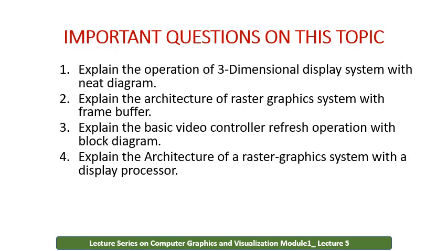The important questions on this topic are: explain the operation of a three-dimensional display system with a vibrating mirror, and all those things you need to explain. The architecture of the raster system with a frame buffer. It may be asked only with a frame buffer, or it can be asked with a display coprocessor also. And explain the basic video controller refresh operation with the block diagram. And explain the architecture of a raster graphics system with a display processor. So these are the important questions on this topic.